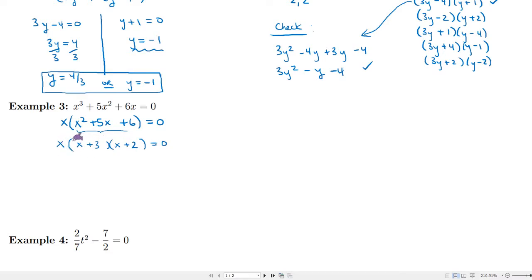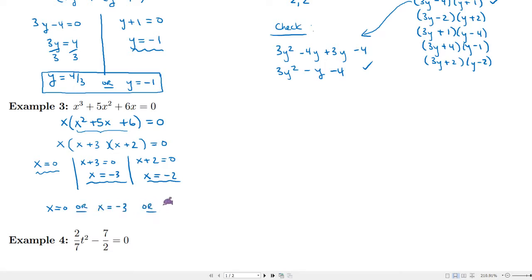So at this point, I have these three products, and the product is 0. Since I'm getting this product as 0, then one of those factors has to be 0. So either x is 0, or x plus 3 is 0, or x plus 2 is 0. And subtracting, we get x is minus 3 and x is minus 2. So those are the solutions: x equals 0, or x is minus 3, or x is minus 2.